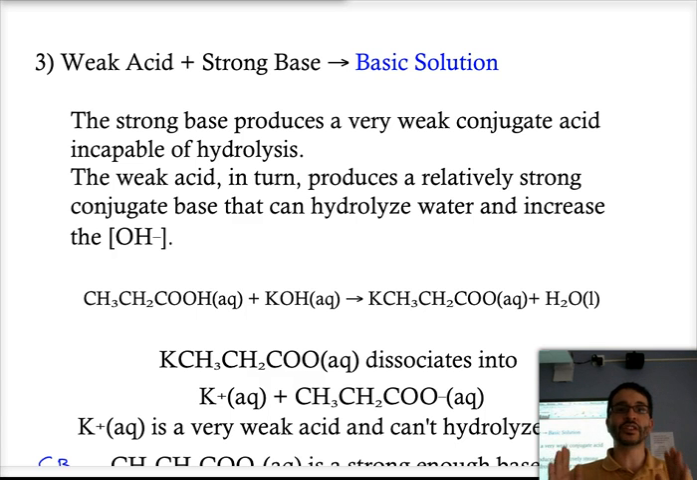You're only going to have the salt. But the salt is composed of the conjugates. The conjugate of a strong base is a very, very weak acid, so it will not have any effect. But the conjugate base of a weak acid is a strong enough base to affect the pH. All right? And so let's look at an example like this.